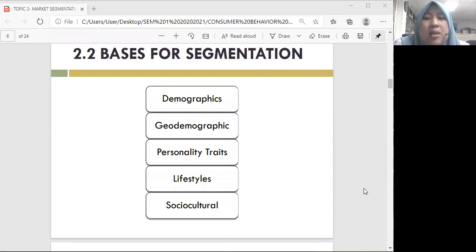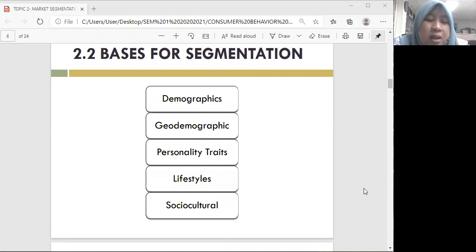Okay, maybe I say demographic is age, income, okay, and then education, level of background, okay, and then geodemography is referring to where the geographic location is, and is also referring whether you are, let's say in Malaysia, whether you are in a north region.